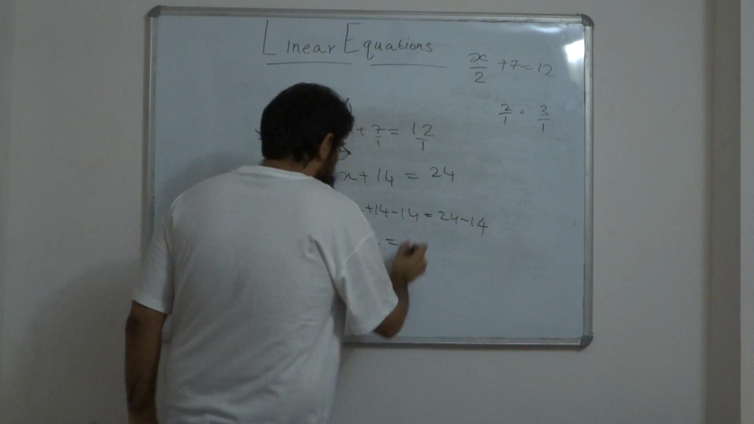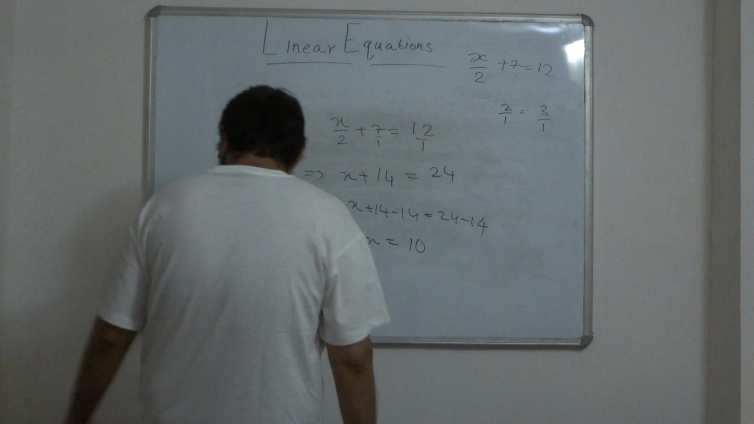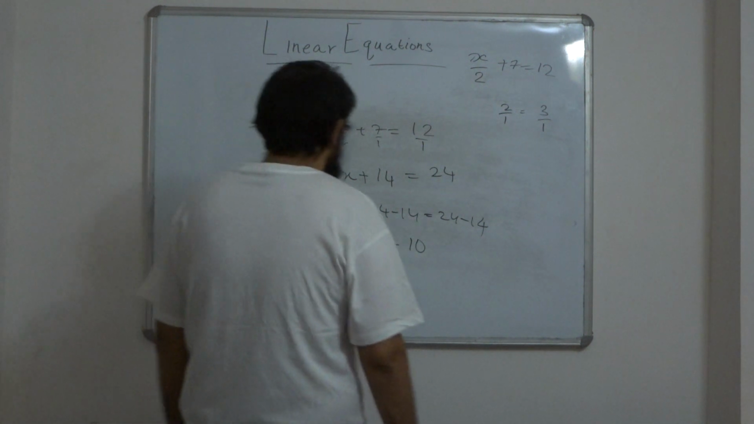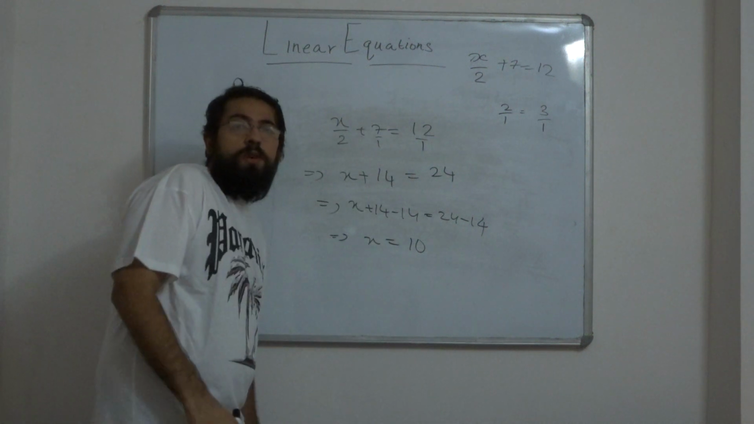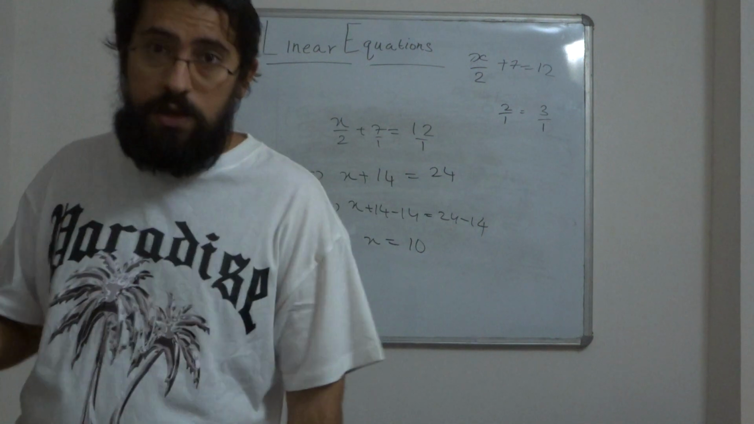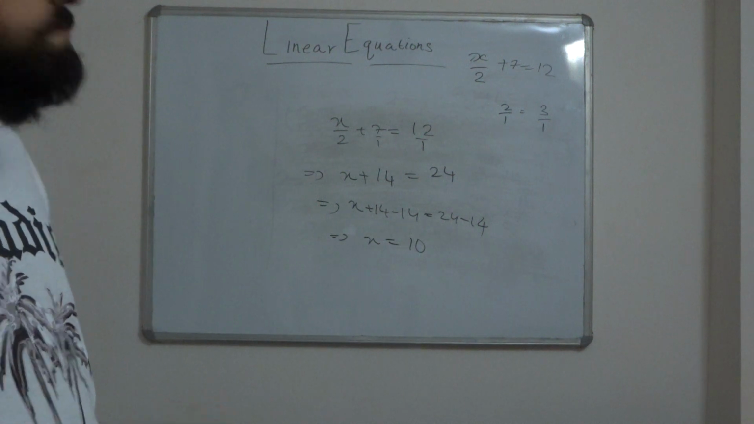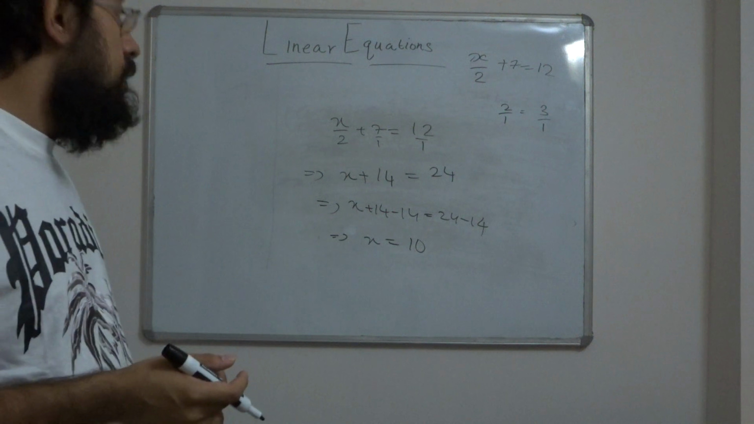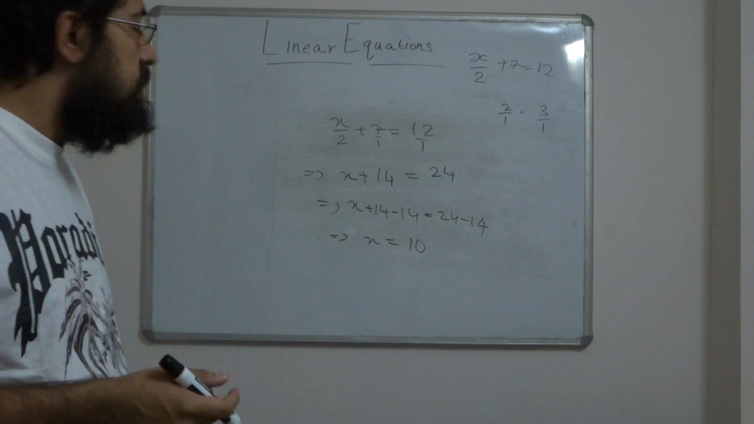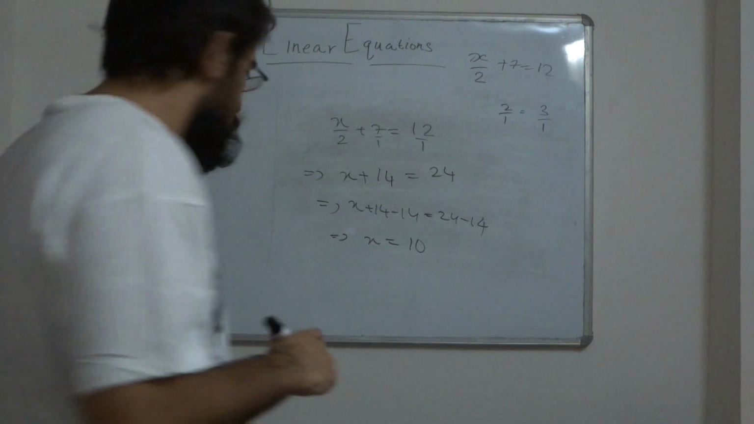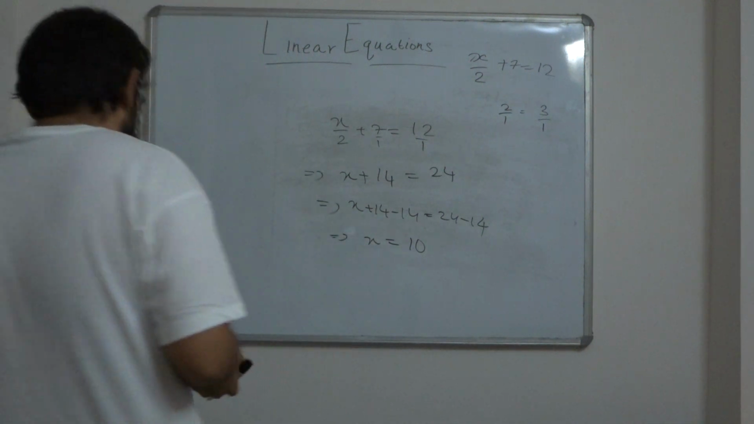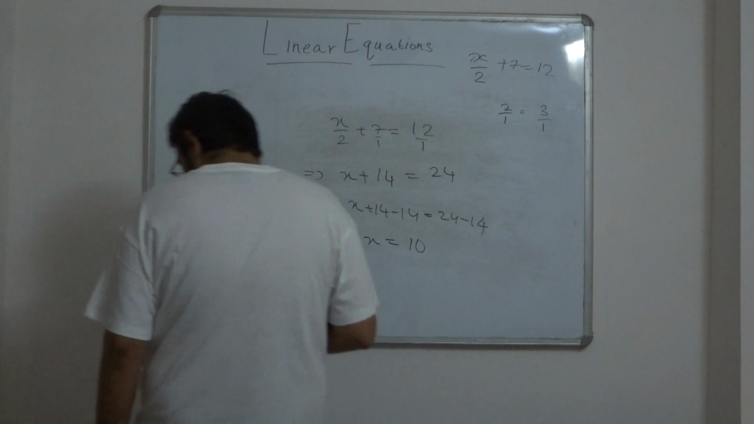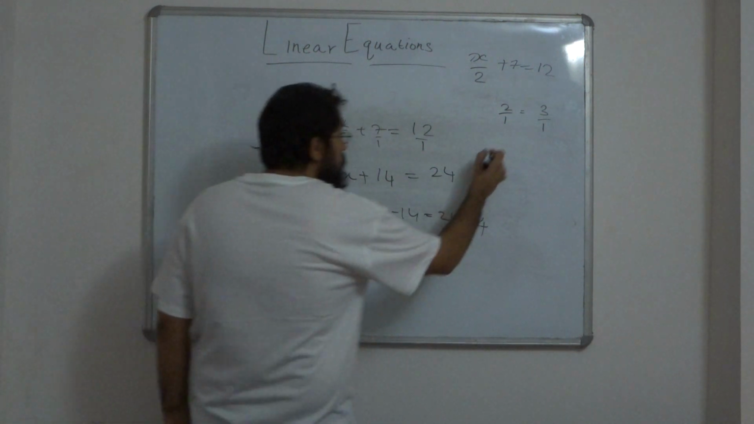24 minus 14 is 10. You see, guys, this is what happens. Even I can screw up big time when I go fast. And luckily, guys, I got away with it this time by noticing. There will be times when I won't be able to get away with it. But anyways, alright.